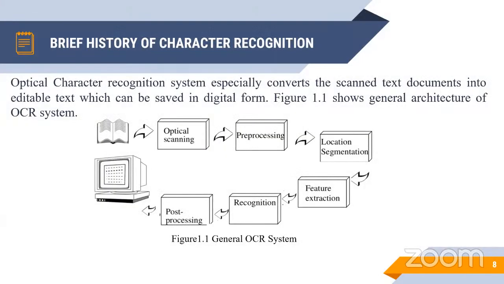So how is a handwritten character recognized in image processing? It has some steps, some phases. What are the phases? The first one is optical scanning. If I have handwritten characters on a page, I want to scan it using a scanner, or capture a photo using a camera. After optical scanning, the pre-processing stage is there. The pre-processing stage, what does that mean?